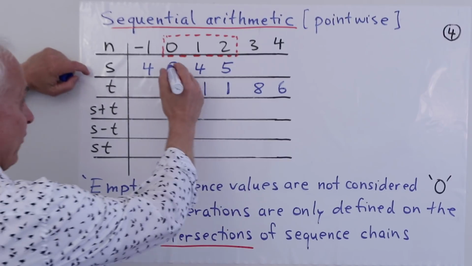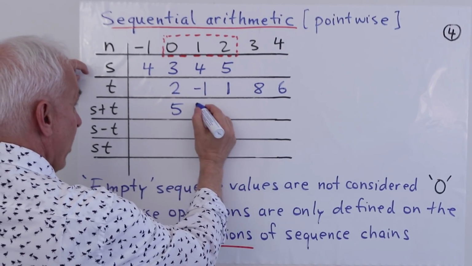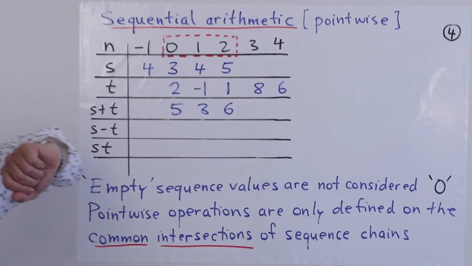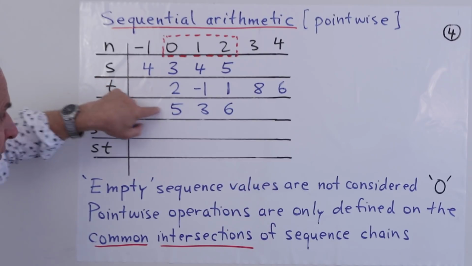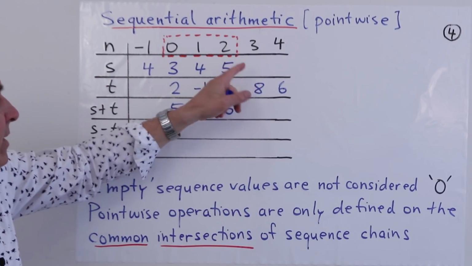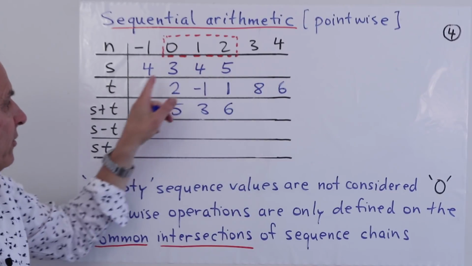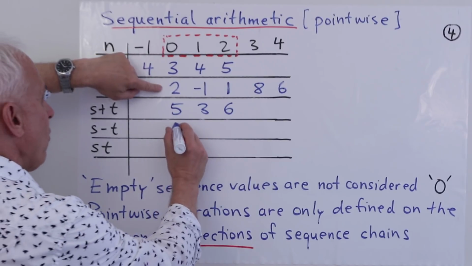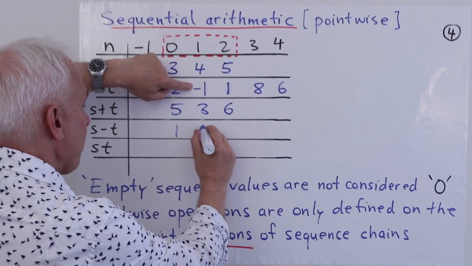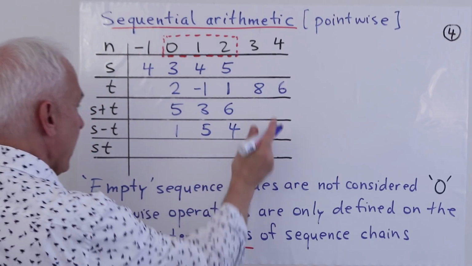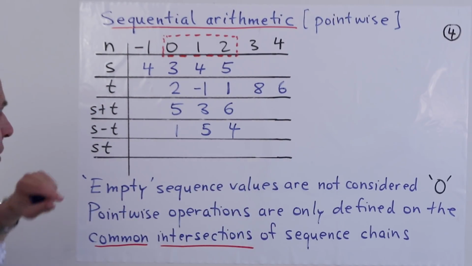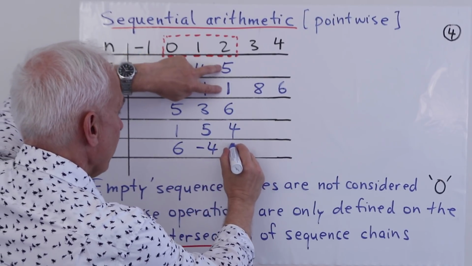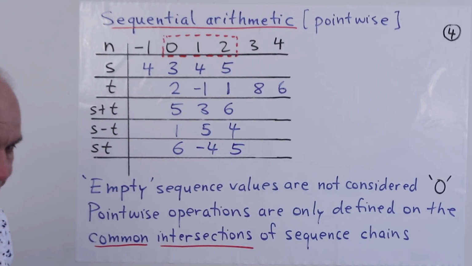The addition is pointwise. 3 plus 2 is 5. 4 plus -1 is 3. And 5 plus 1 is 6. So there is the sum of these two sequences. We don't put anything over here, because there are no elements there to add. S minus T: 3 minus 2 is 1, 4 minus -1 is 5, and 5 minus 1 is 4. Again, nothing outside of that. And the pointwise product: 3 times 2 is 6, 4 times -1 is -4, 5 times 1 is 5. Those are the operations.